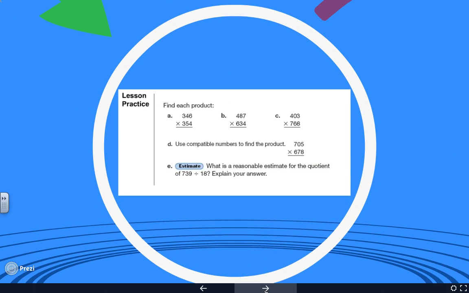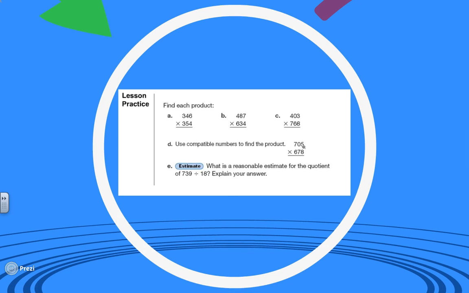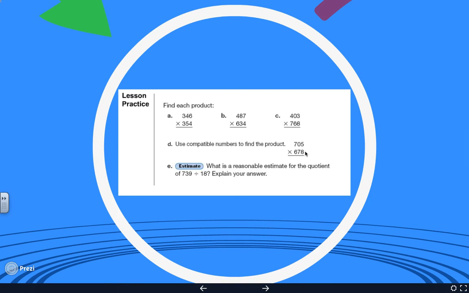Here is our lesson practice for today. There's only A through E. Very, very simple. Find each product by multiplying the ones, tens, and the hundreds. That's how you do all of these. And letter D, remember, you're going to use compatible numbers, numbers that are easy to work with. You're just going to round them or work with numbers that work together easily to get an easy answer. We're looking at an estimation here.